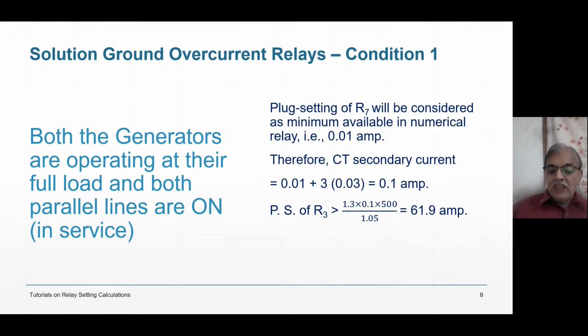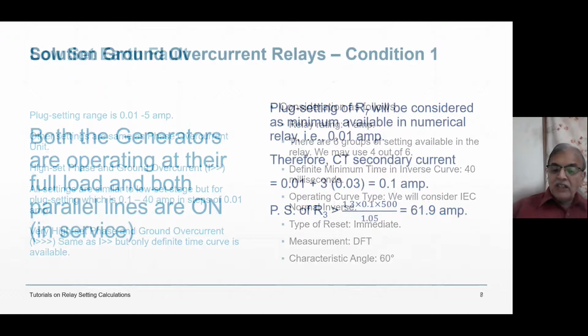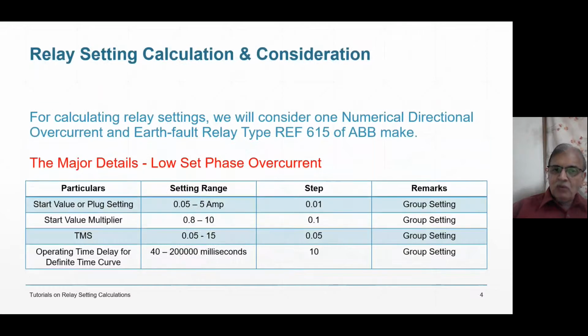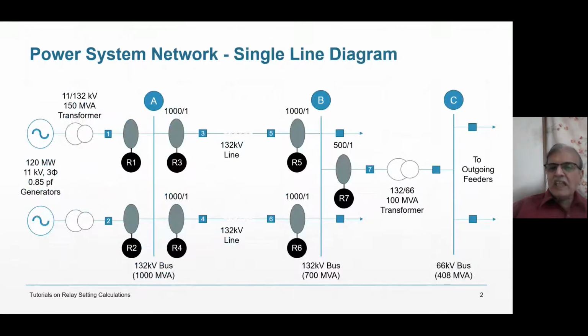And for R3, because R3 and R4 are backing up R7. R5 and R6 are directional earth fault relays. The direction is away from bus B looking towards bus A, therefore normal current is not passing through R5, R6. Therefore, R3 and R4 will back up R7.